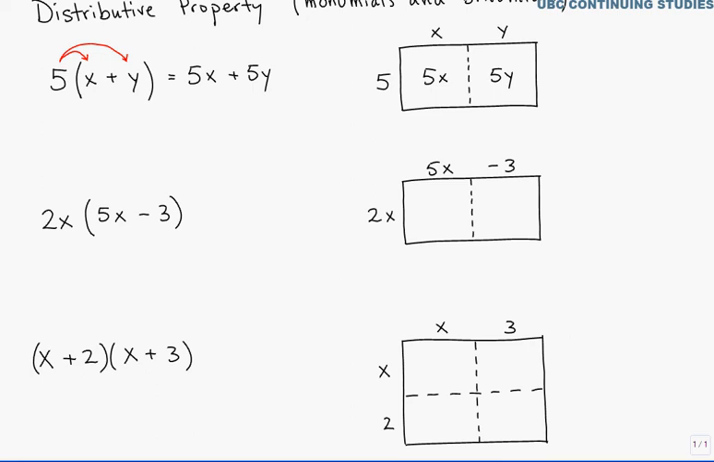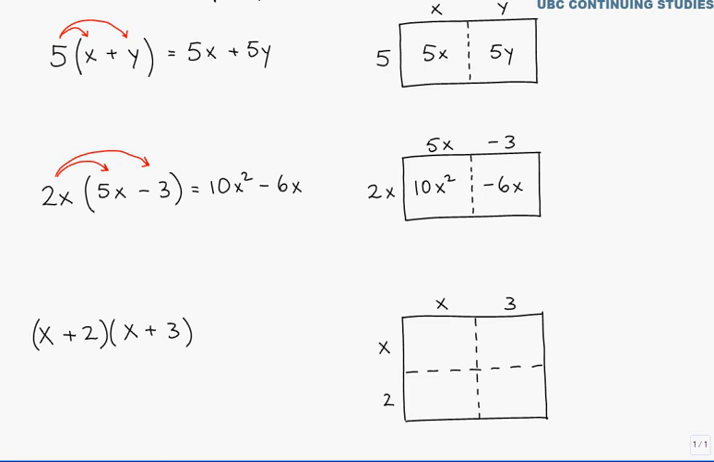And let's try it again for a slightly different expression. Again, the 2x has to be multiplied by the 5x and by the negative 3. So if we look at these two little regions over here on the right with this area model, the 2x times the 5x, 2 times 5 is 10, x times x is x squared. That's the area of that little region on the left. The region on the right is 2x times negative 3. So it's a positive times a negative, which means it's a negative. And the 2 times 3 is 6, and we have an x. So the full product here is just simply 10x squared minus 6x.